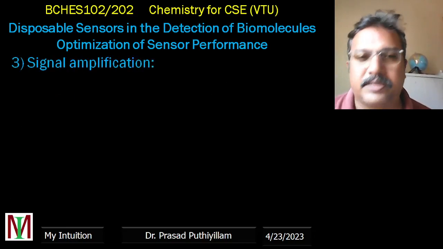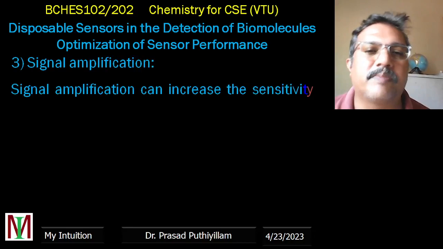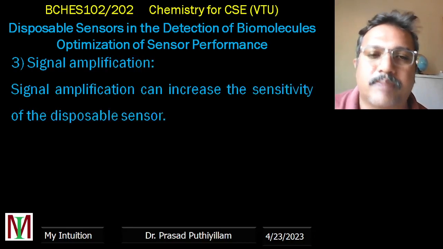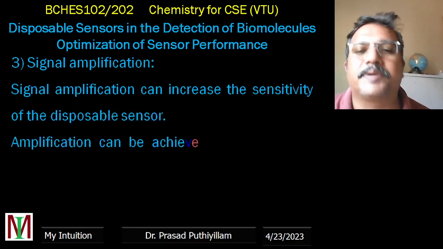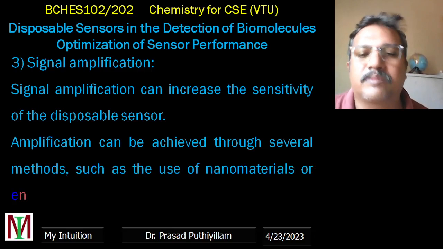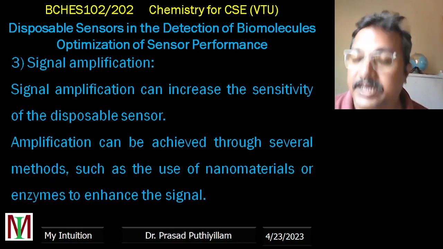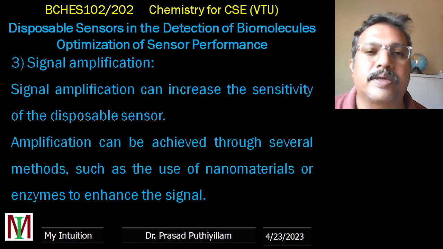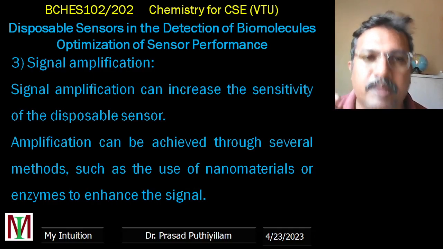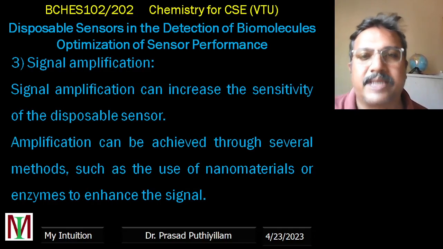Signal amplification: because a very small signal is created when we sense the biomolecules, it has to be amplified. It can be done using some nanomaterials or enzymes which will improve the result. A small change will show as a bigger change, and that we call amplification.